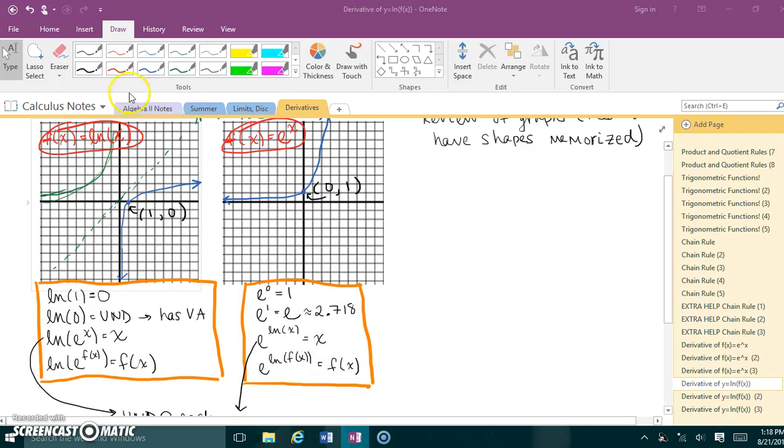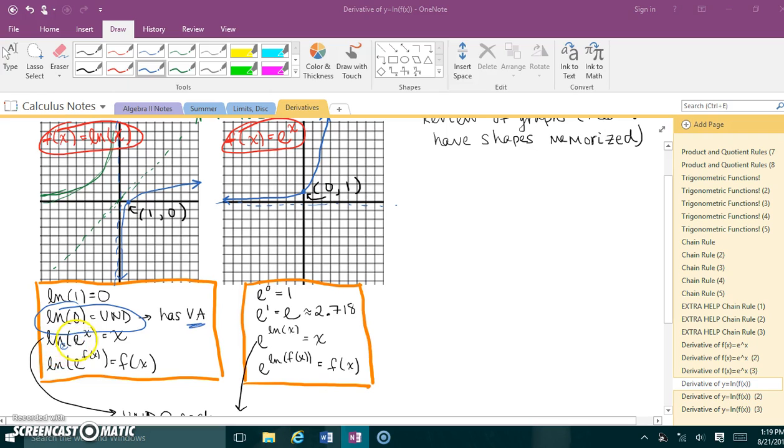Just realize that natural log of x has a vertical asymptote right here at x equals 0, whereas e to the x has a horizontal asymptote at y equals 0. That's why natural log of 0 is undefined. It has that VA. Natural log of e to the x, because they're inverses, they cancel. That only happens because natural log has an invisible base of e.